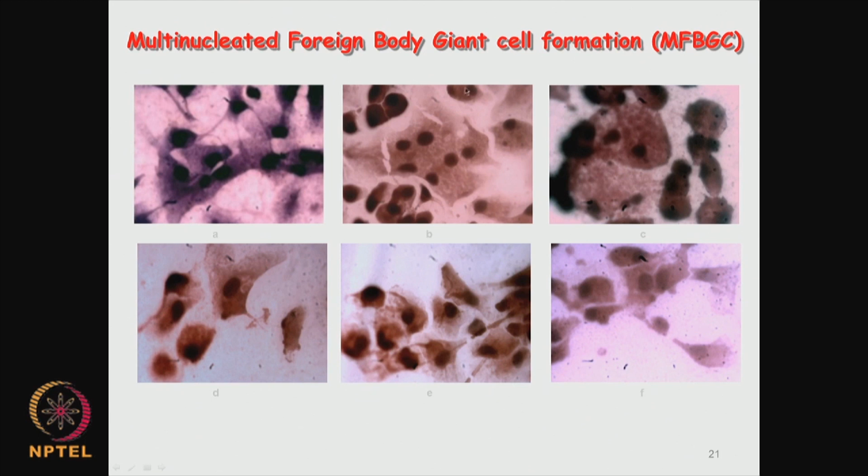Again you can see multinucleated foreign body giant cells. Okay. All these are pictures from our research when we place a biomaterial in an animal model. After 30 days we can see what type of response these biomaterials create in the host system. Okay. So, as you can see, this is a multinucleated foreign body giant cell formation after 30 days. Okay.